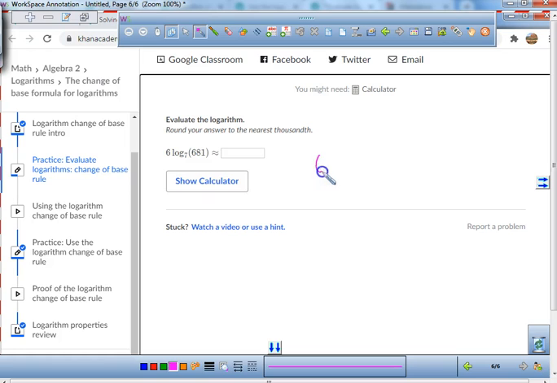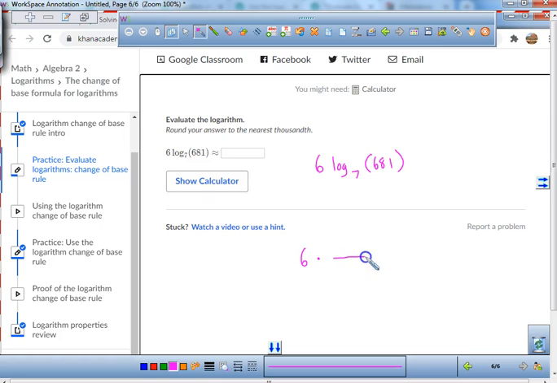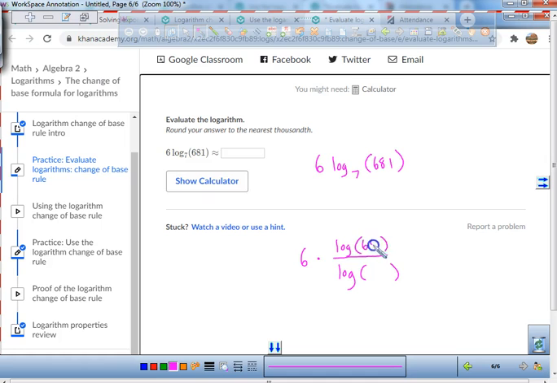What does that say? 6 times log base 7 of 681. So let's use the change of base formula. 6 times, what's going to be my fraction that I'm allowed to use? Log of what over log of what? Log of 681 over the log of 7. And that's what I'm going to type in the calculator.